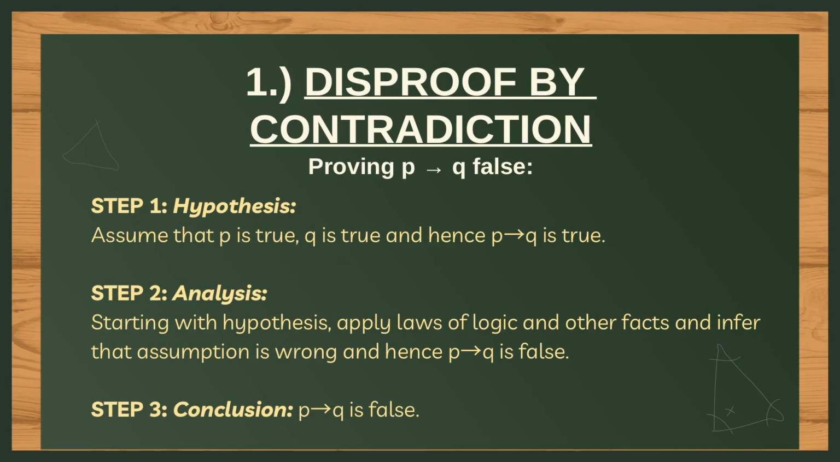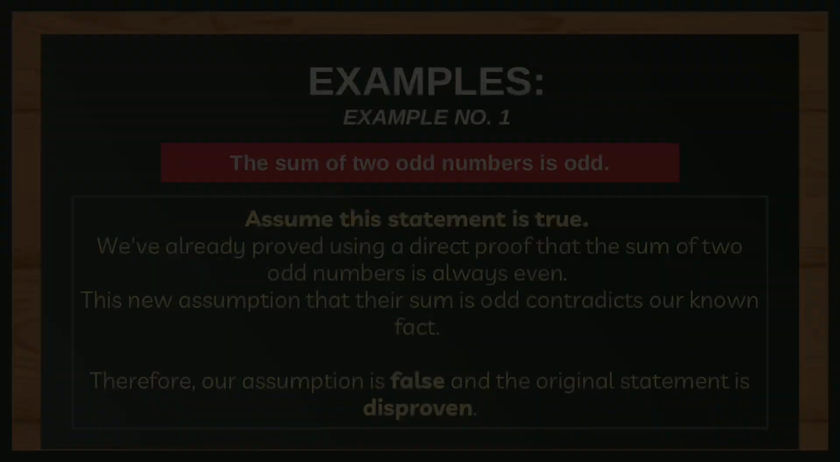Disproof by contradiction. The first type of disproof. We have 3 steps here. Step 1 is hypothesis. Assume that P is true, Q is true, and hence P to Q is true. Step 2, Analysis. Starting with the hypothesis, apply laws of logic and other facts and infer that the assumption is wrong, and hence P to Q is false. Conclusion: P to Q is false.